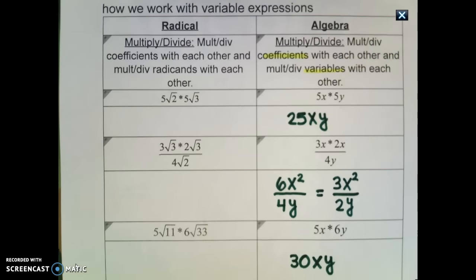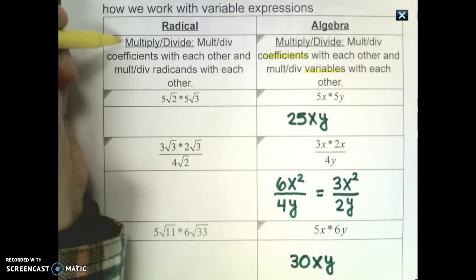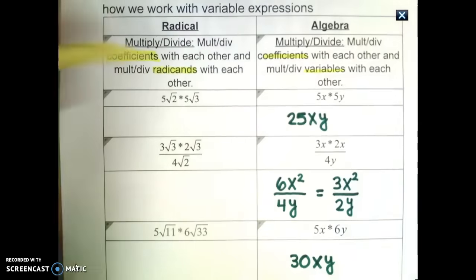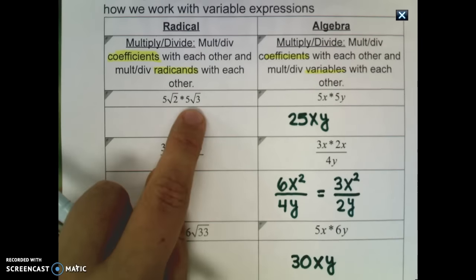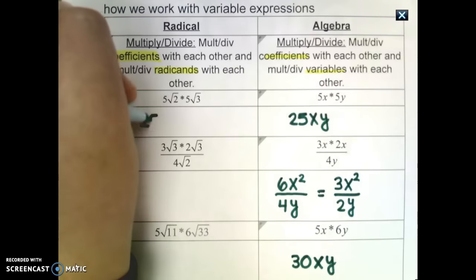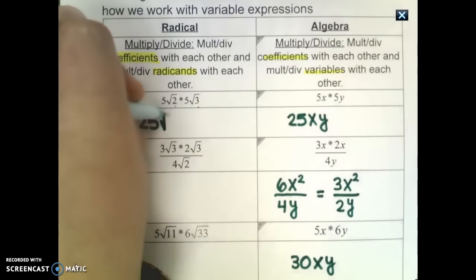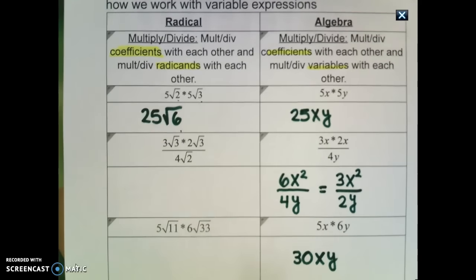So now we move our minds to radicals and say this. When you're multiplying and dividing radicals, coefficients will multiply with each other and radicands will multiply with each other. So coefficients can only go with coefficients, radicands I should say, go with radicands. So in the first example, I'm going to take 5 and the 5 because they are coefficients and write 25. And then the radicand of 2 and the radicand of 3 can be combined, and we're going to say that's square root of 6. So 25 root 6 is our final answer. Again, the root 6 can't be simplified.